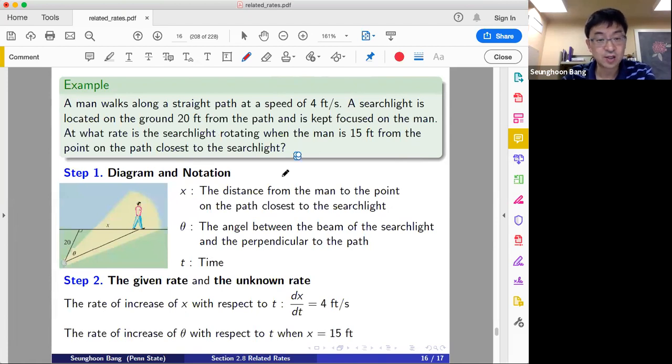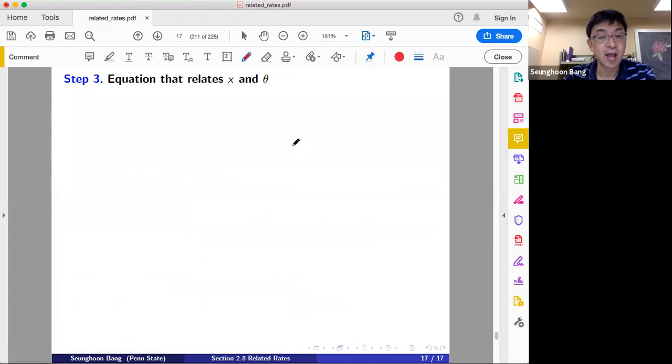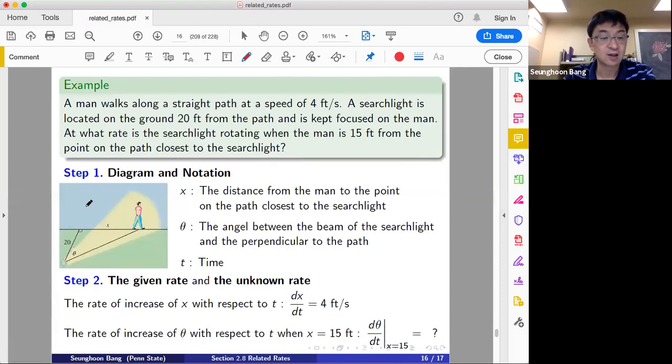The unknown is how fast the searchlight is rotating. What does it mean? It is the rate of change of angle theta with respect to time t when x equals 15 feet, the d theta/dt at x equals 15. It's the unknown rate. Next, you need to find an equation that relates x and theta. So from the diagram, what is the equation?